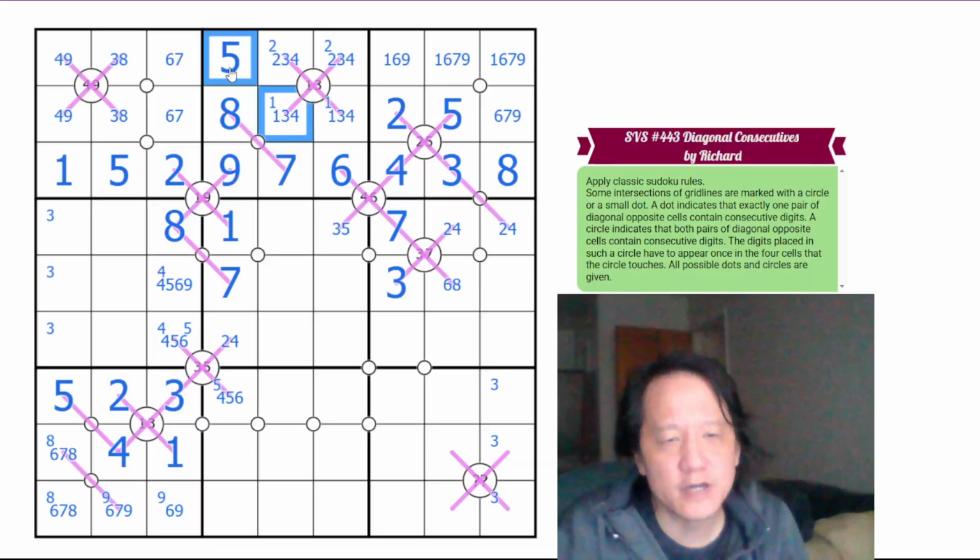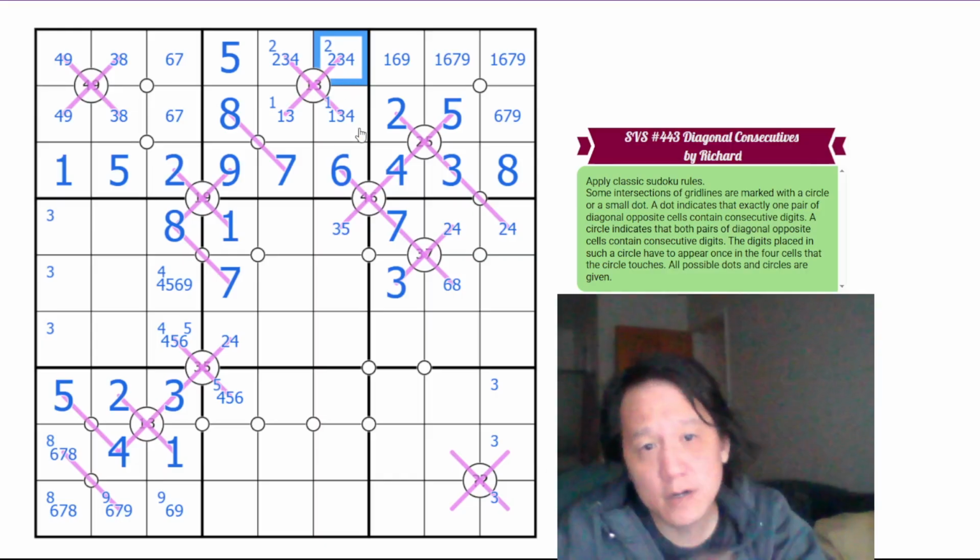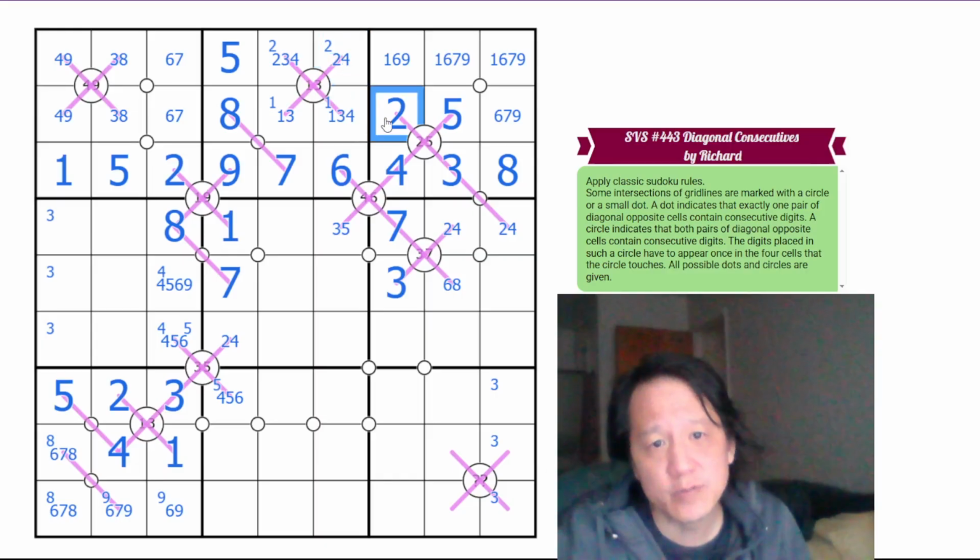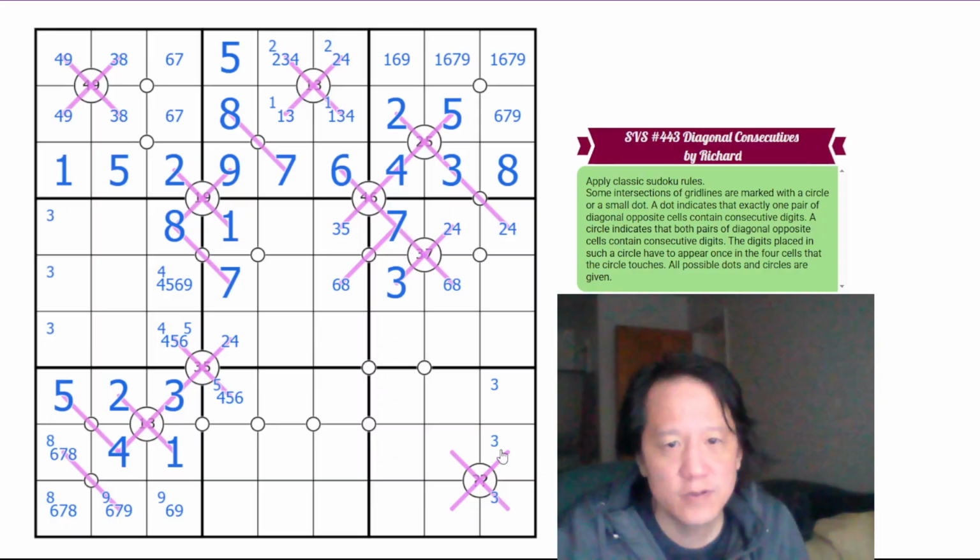5 cannot be diagonally adjacent across 4, with the 4 being not a, without a white dot in between. So this can't be 4. This can't be 3 because there's no white dot in between. 3 is not consecutive with 3 or 5, so the 7 must be consecutive with 6 or 8. So we know guaranteed this is consecutive.